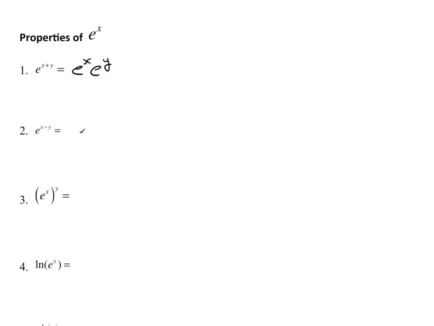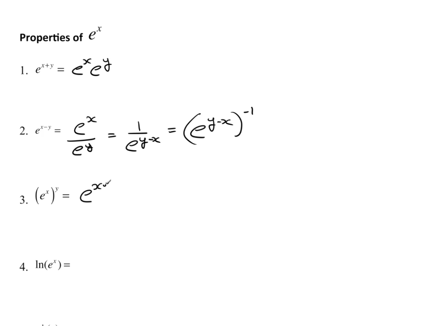e to the x minus y is equal to e to the x over e to the y, which I could also write as 1 over e to the y minus x, which is e to the y minus x to the negative 1, which I'm going to come back to in just a second, because this next property tells me if I have e to the x raised to the y, that's the same as e to the x times y.